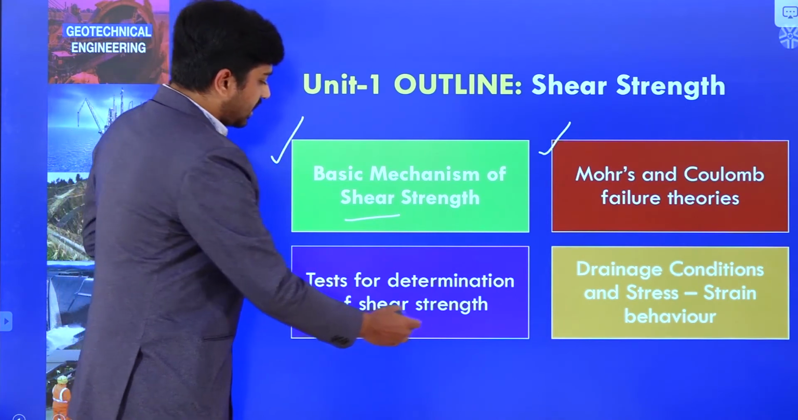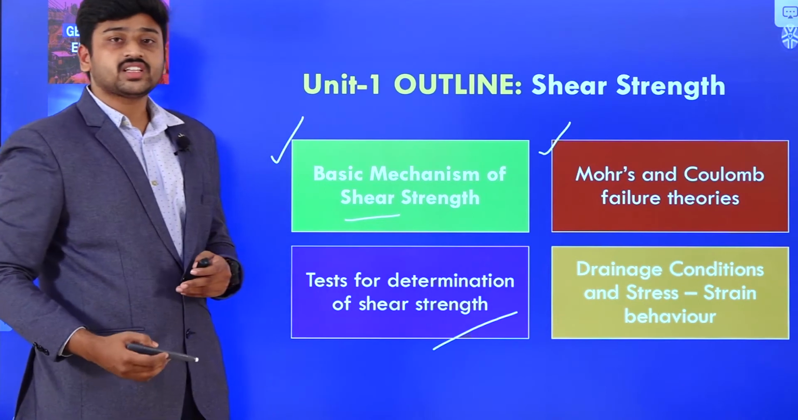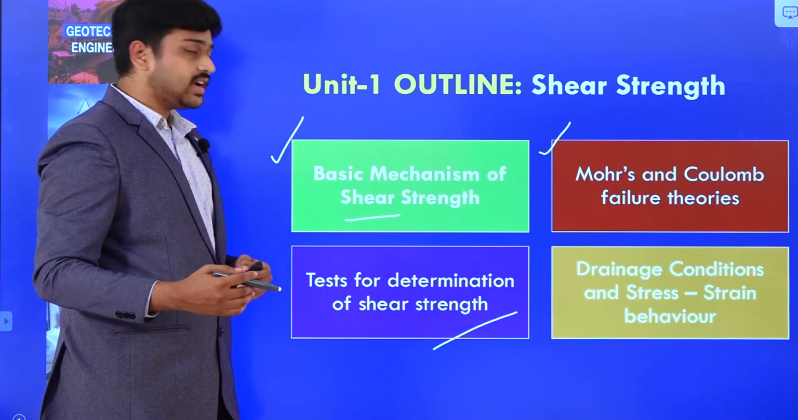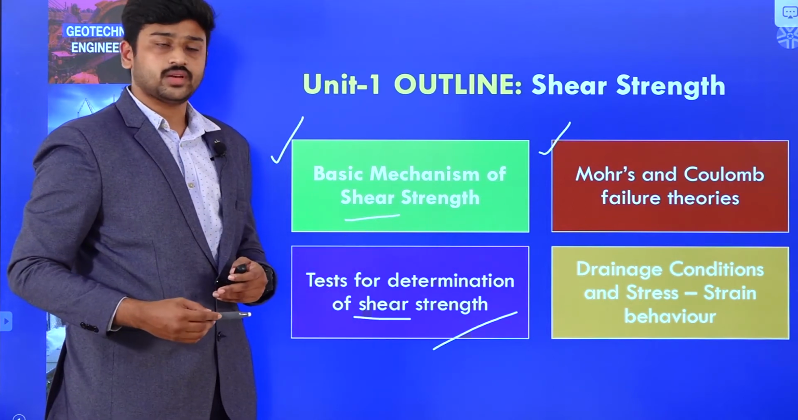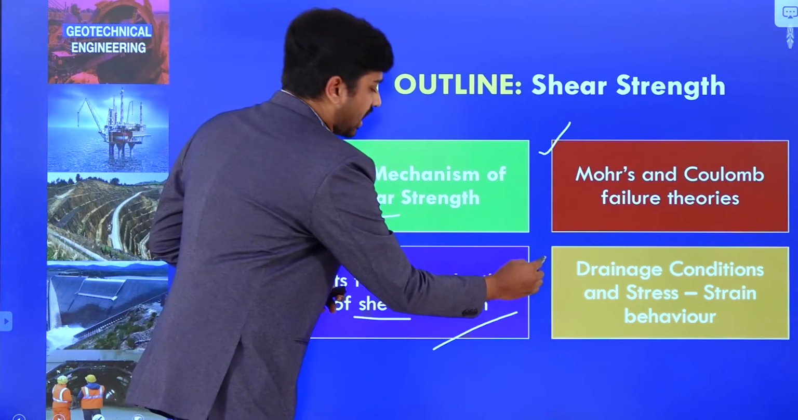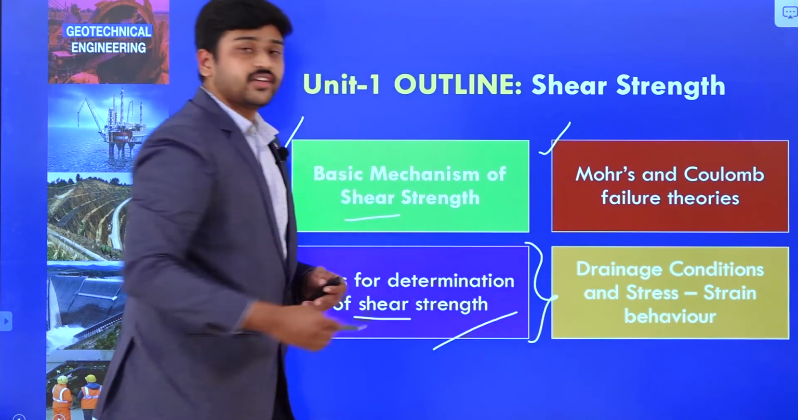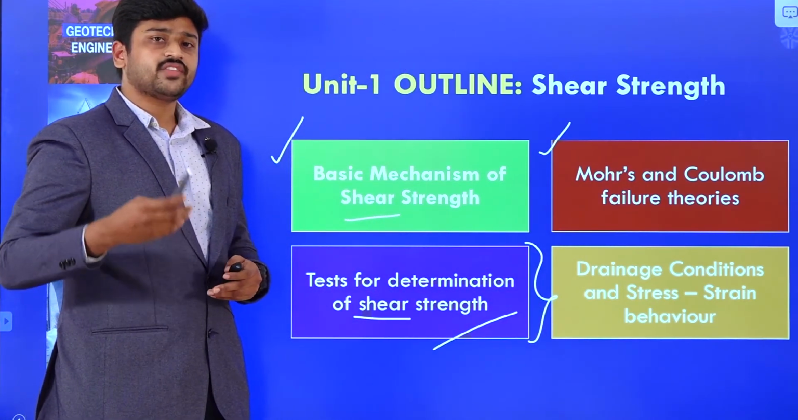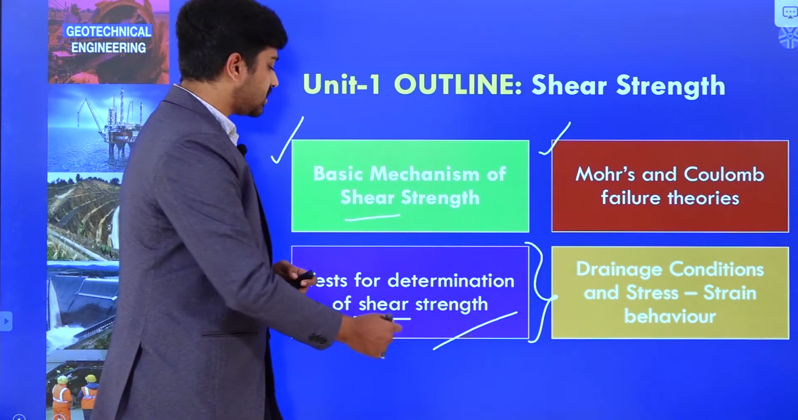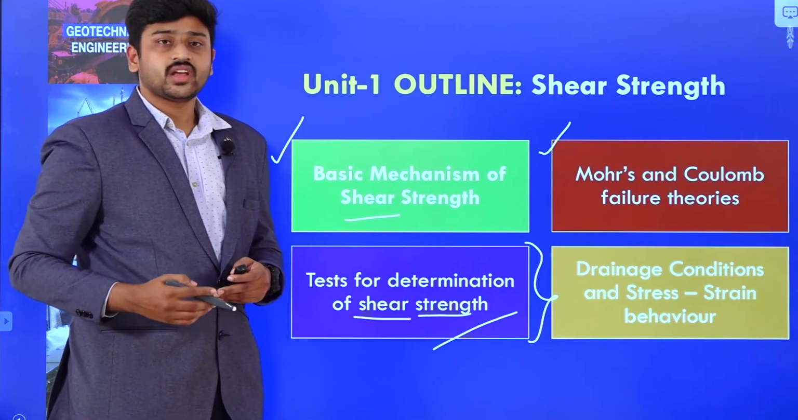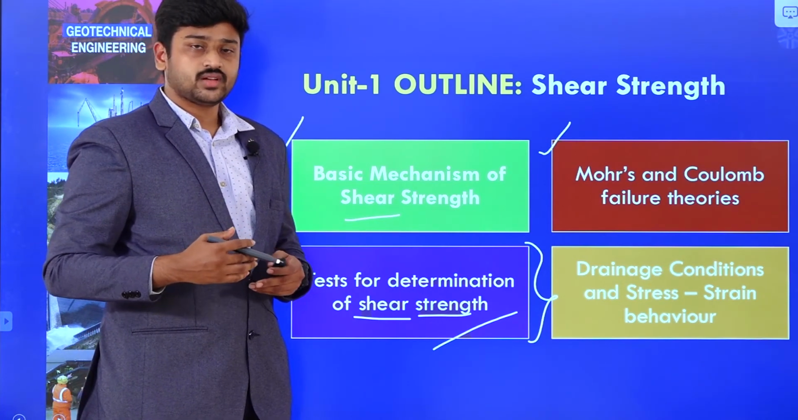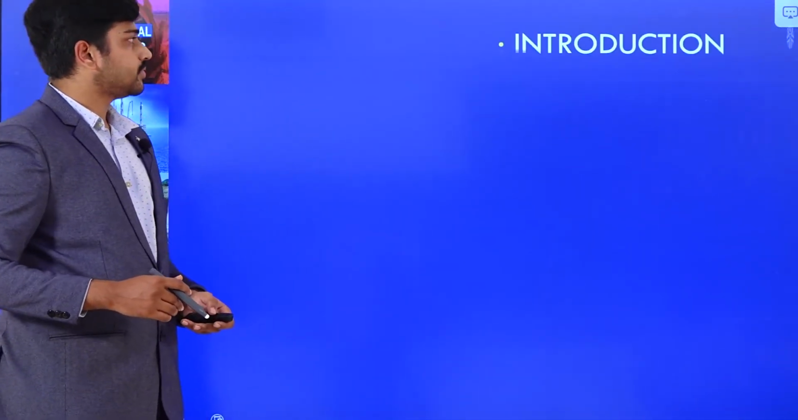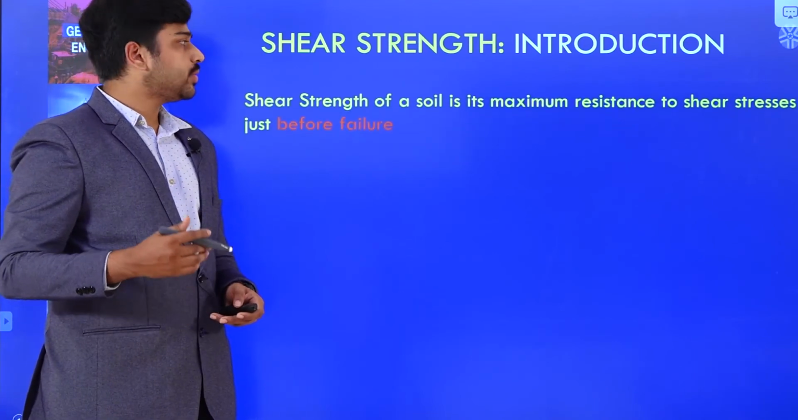And then finally we will be understanding the different tests that are there, both field as well as laboratory tests, to determine the shear strength of any particular soil. Finally we will be understanding these tests for different drainage conditions. There may be different drainage conditions. For these drainage conditions we will be determining the shear strength, and we will be observing the stress strain behavior of any particular soil. Clear?